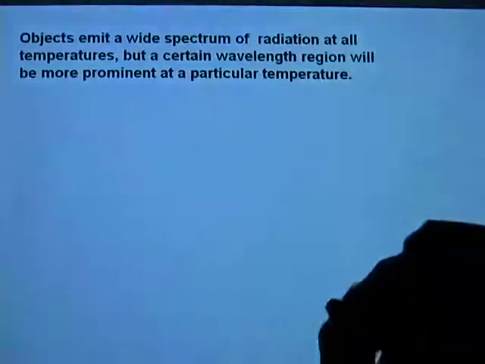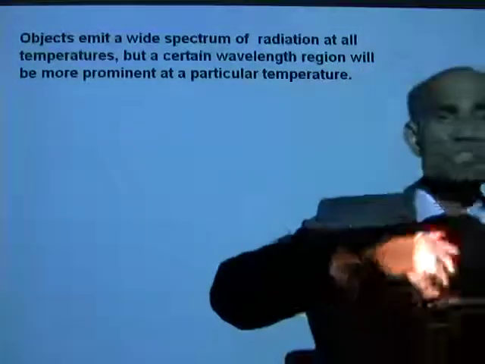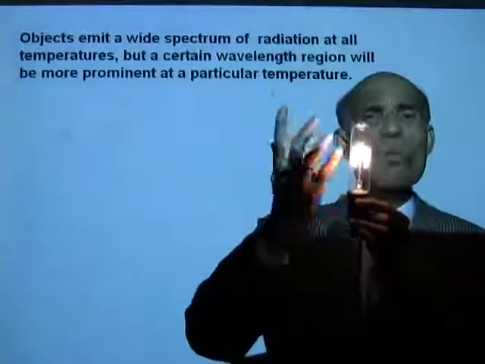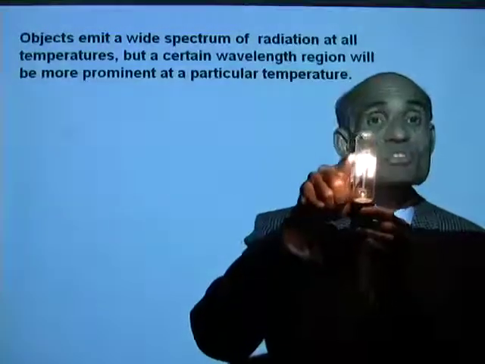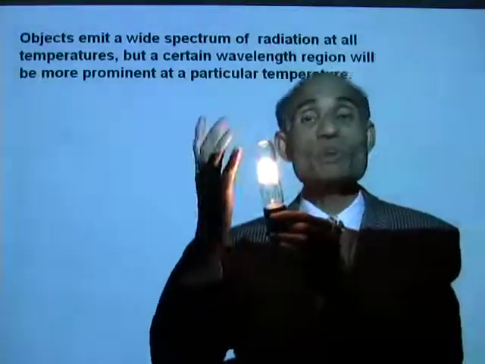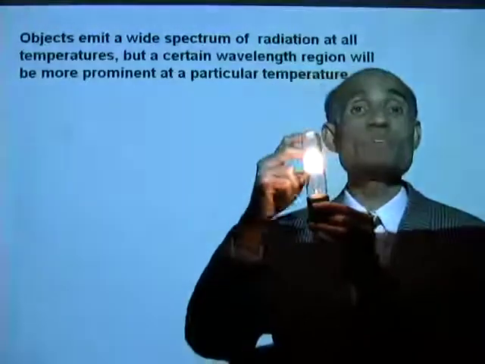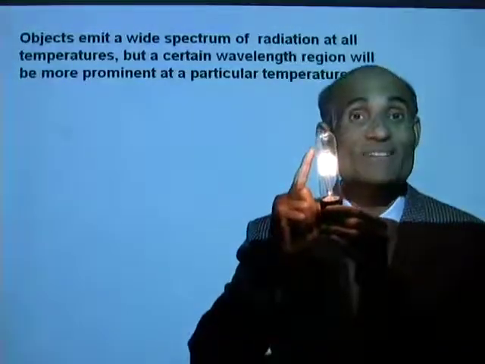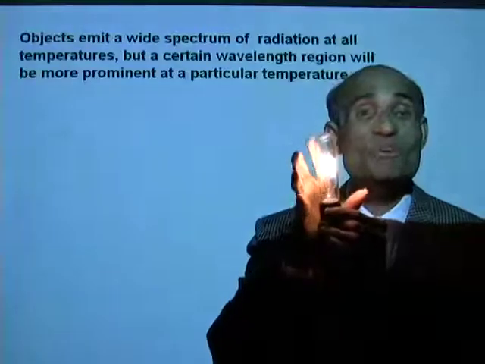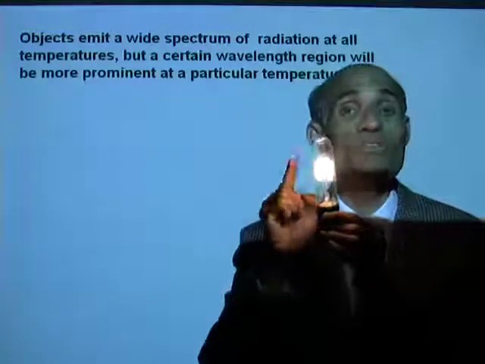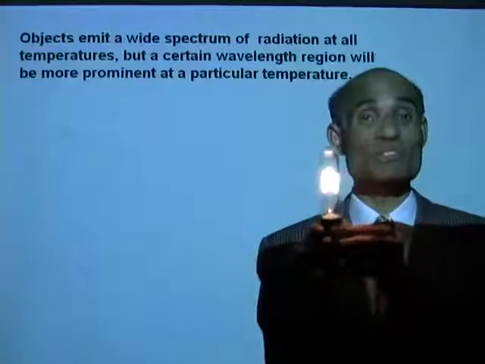Now look at this filament one more time. This filament is emitting now white light. What is the temperature of that filament? The most prominent radiation emitted by this filament is now white light. The temperature of the filament is in the region of 4,000 to 5,000 degrees Celsius.